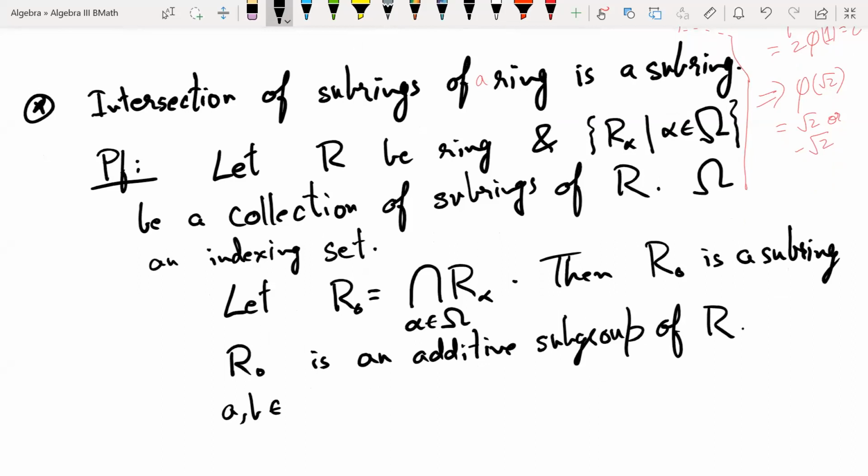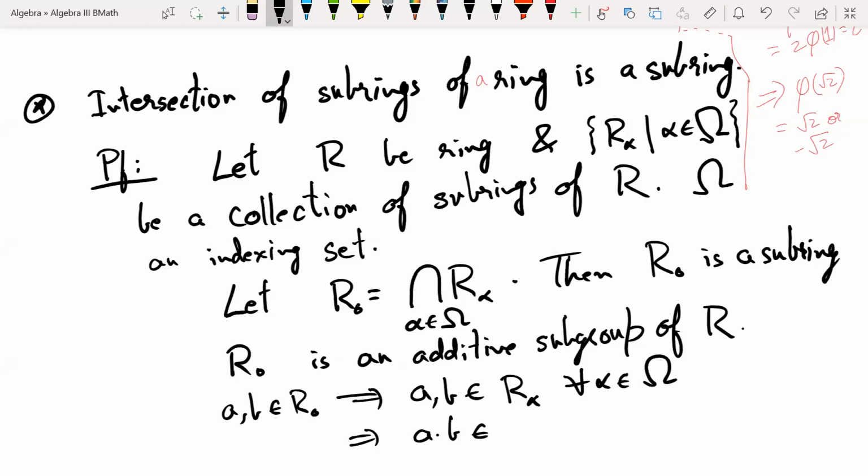So a, b belongs to R naught implies a, b belongs to R alpha for all alpha in omega, which implies a dot b belongs to R alpha for all alpha in omega, and then this last statement implies that a dot b belongs to R naught, the intersection of all these. So not the first one, but the second one.